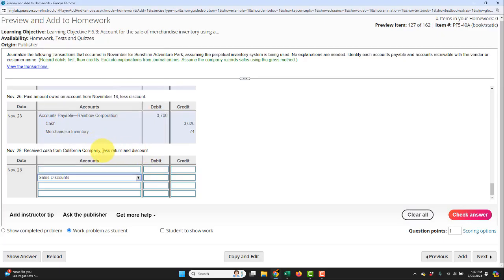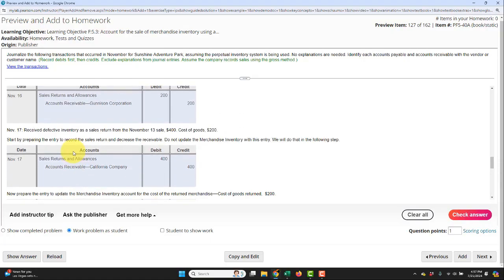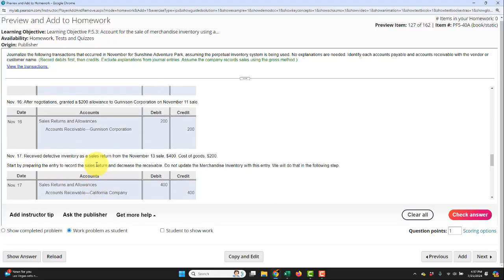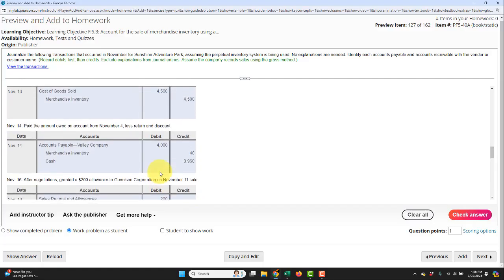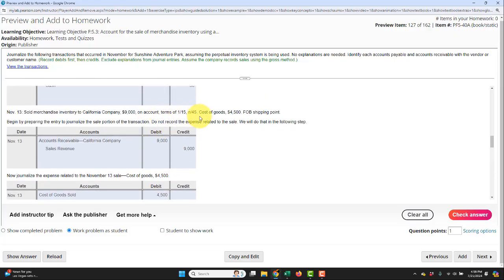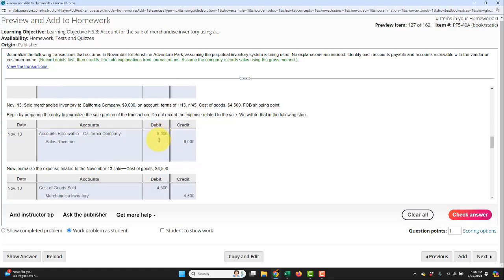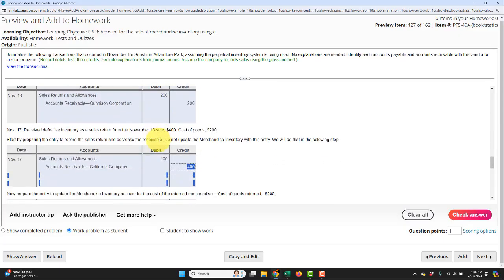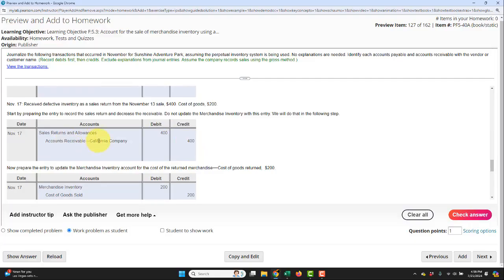Okay, so now we have to see what happened with California company because they had a return and we offered them a discount because again, we were the seller in this case. So now we're gonna definitely use the sales discount account. We know that they're taking the discount because it's telling us here. And now we also have to see what the net amount was. So if we look back, we can see that there is a return here of 400, and the original amount was 9,000, and we offer them credit terms of 1-15, meaning if they paid us off within 15 days, we'll give them a 1% discount.